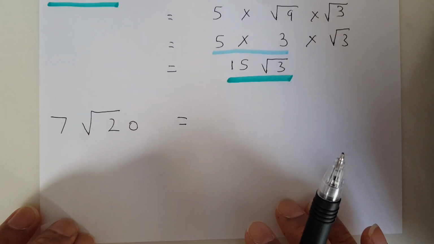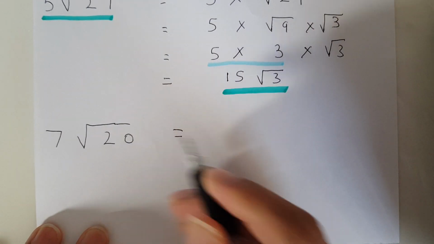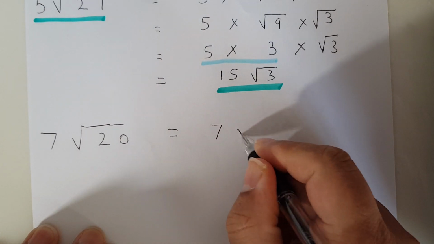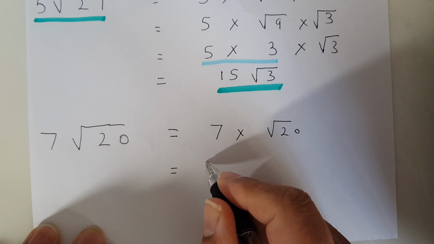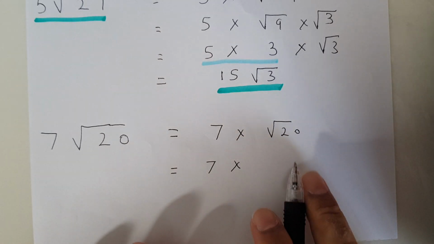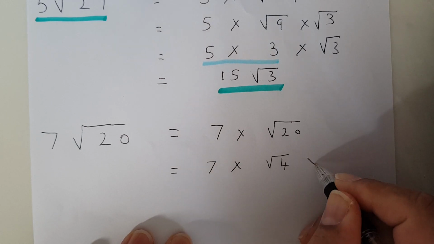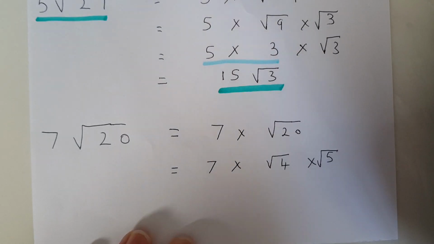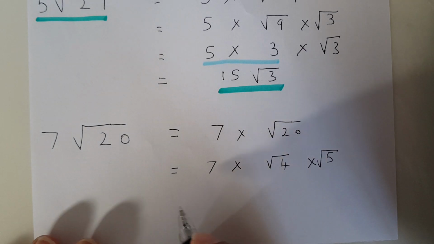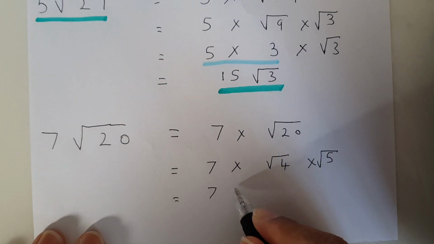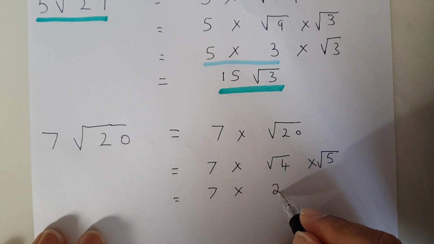Let's go back up the page a bit. So 7 square root of 20. Okay. 7 times square root of 20, which can be written like that. So 7 times something, two numbers multiplied together to make 20, which is 4 times 5. Square root of 4 times square root of 5, which makes square root of 20. Right, if we can simplify this, 7 times, can we square root that? We can, and we get 2.